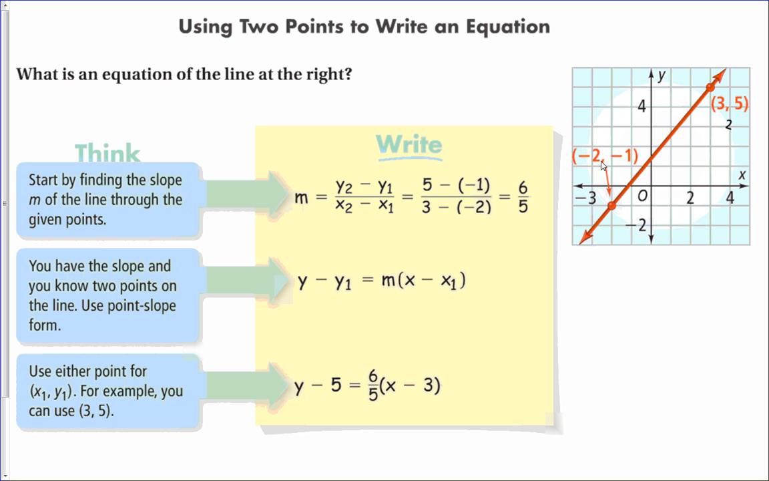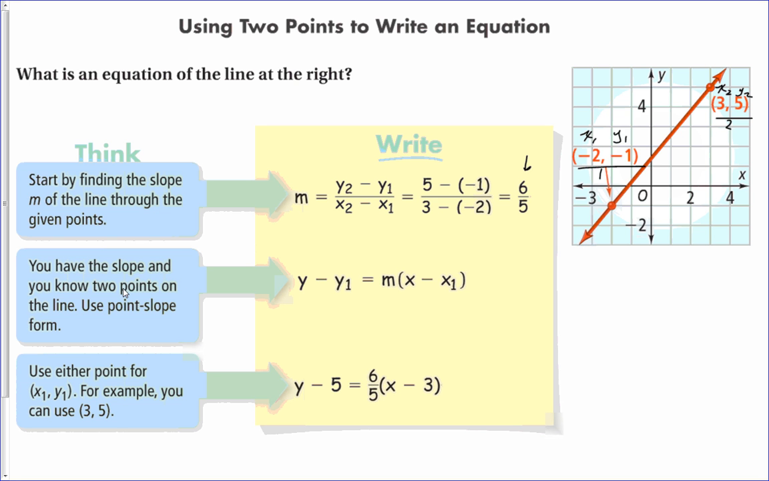If you make this point 2 and this point 1, this is your x1, this is your y1, this is your x2, and this is your y2. So that's what they did here. 5 minus negative 1 is 6, and 3 minus negative 2 is 5. So now we have our slope, and they gave us 2 points. We can use either this point or this point. I would use this one because they're both positive, and that's what they chose as well.